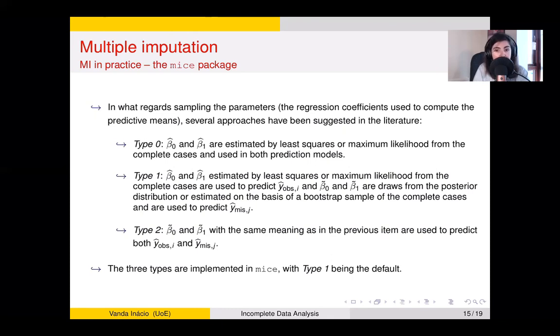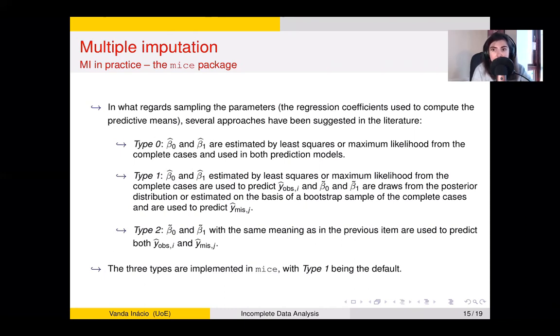So type 1, what it does is, for predicting the means for the observed cases, we use the regression coefficients based on our complete cases by using maximum likelihood or least squares. And then for predicting the means of the missing values, we use draws from the posterior distribution or estimates based on a bootstrap sample, because again, in the assignment it was in the context of single imputation, but here we are in the context of multiple imputation, correct?